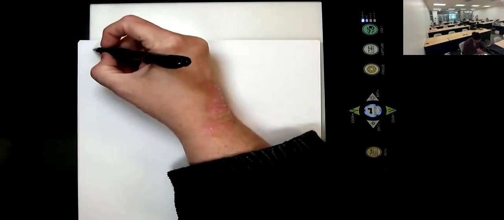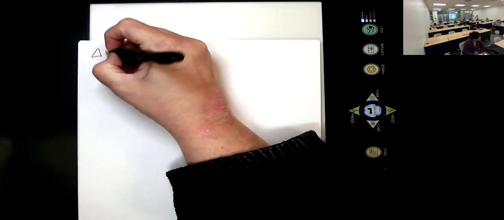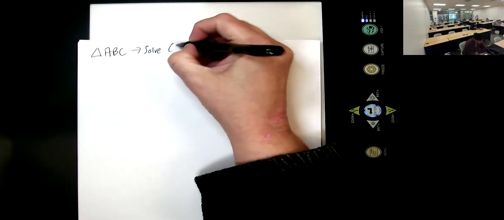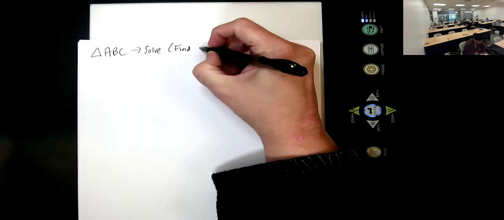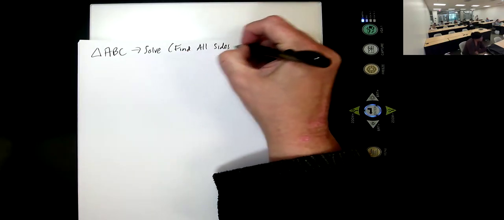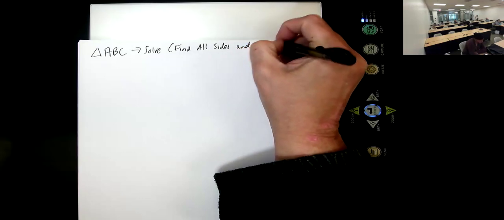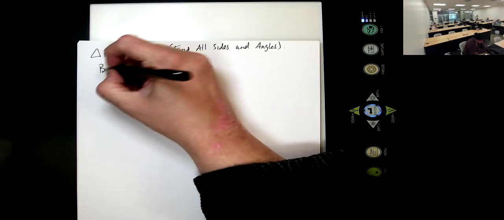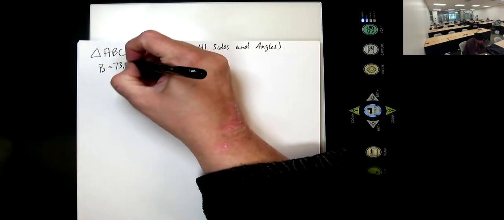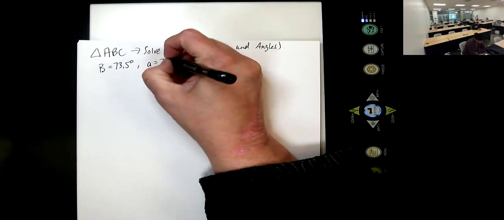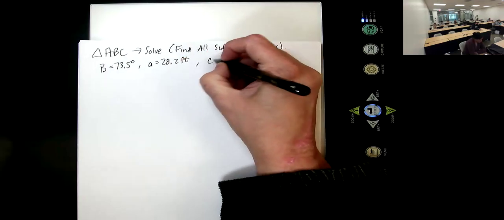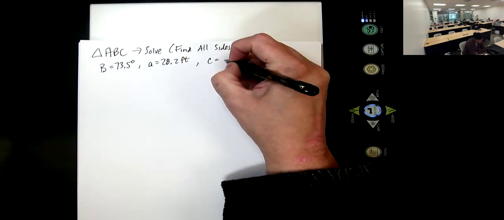All right, let's see our next problem. We're gonna solve triangle ABC. Solve means find all sides and angles. We are gonna have B equals 73.5 degrees, side A is 28.2 feet, and side C is 46.7 feet.